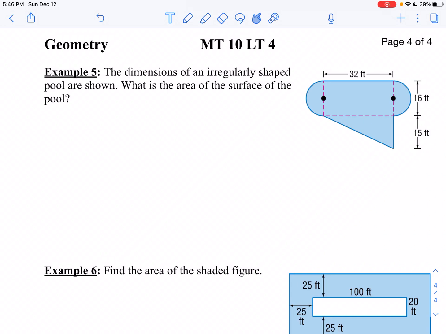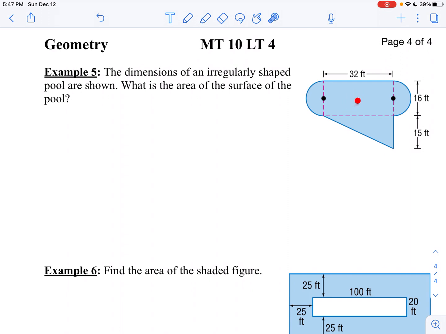If we take a look at example 5, it says the dimensions of an irregularly shaped pool are shown. What's the area of the surface of the pool? This is what we call a composite shape because it's not a shape we have a name for that we'll regularly see. However, notice I can split it up into shapes I know to find the area of.